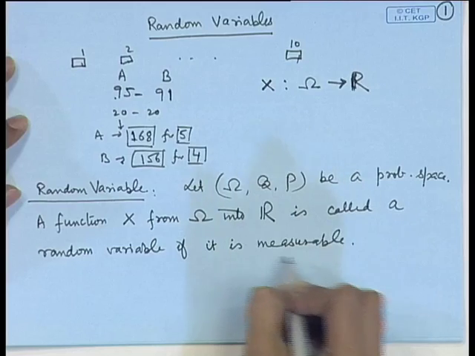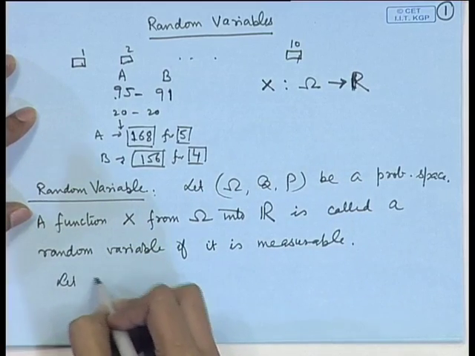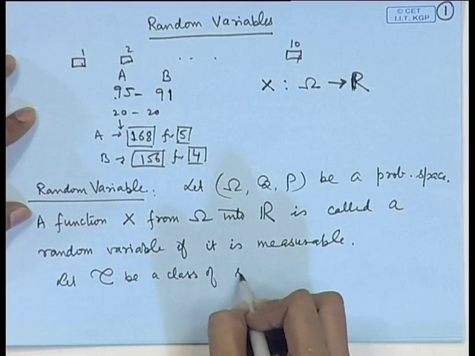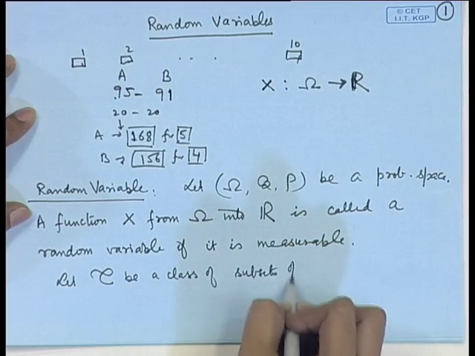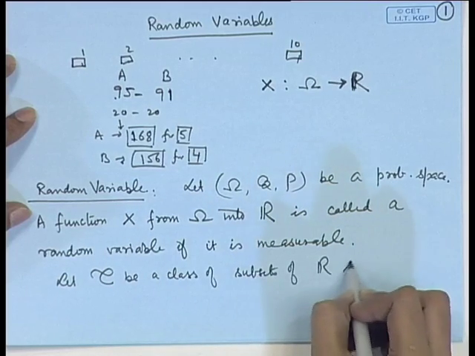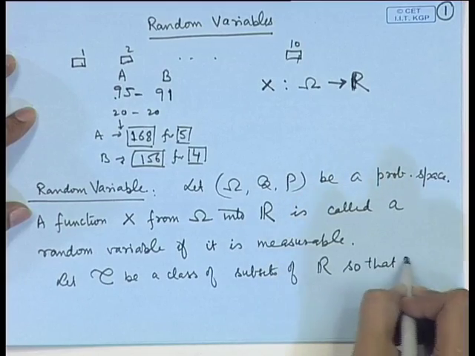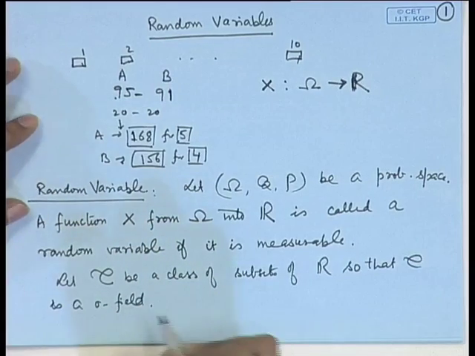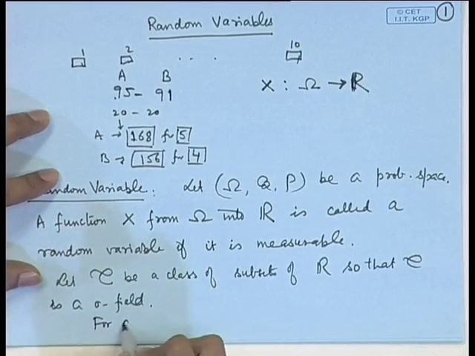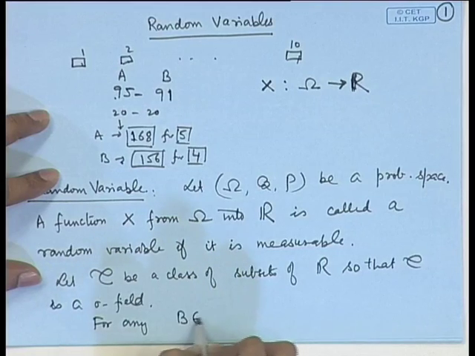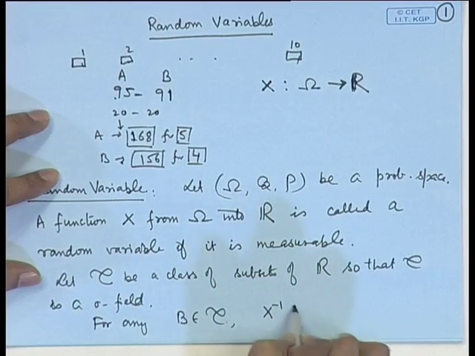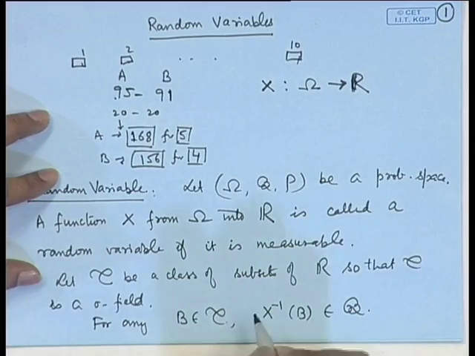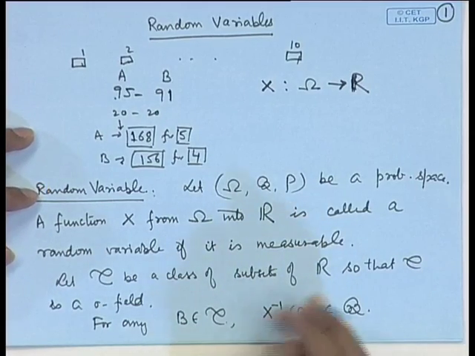So, to explain the condition of measurability, let C be a class of subsets of R, so that C is a sigma field. Then for any B belonging to C, X inverse B must belong to script B. This is the condition for measurability.